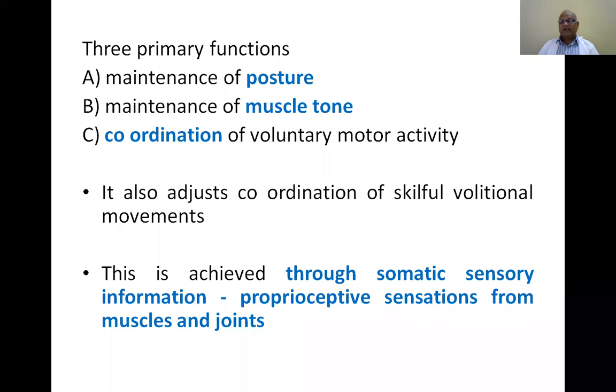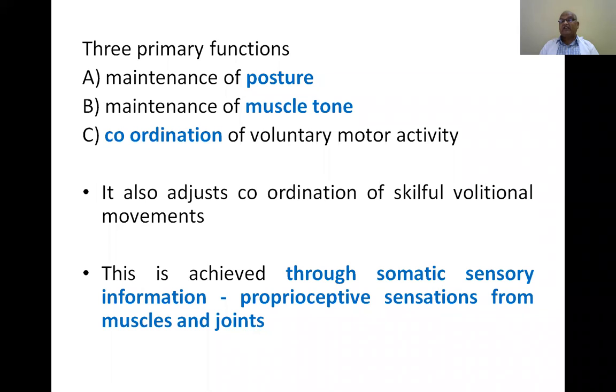Because of the connections of the cerebellum with the medulla, spinal cord, and other centers like the thalamus, the cerebellum maintains the motor activity. Whether that motor activity is sufficient to cover the distance within the expected time, whether the movements are smooth or rough. If you walk speedily, you can fall. If you walk slowly, you cannot reach within the time. Such beautiful coordination of voluntary motor activity is achieved by the cerebellum.